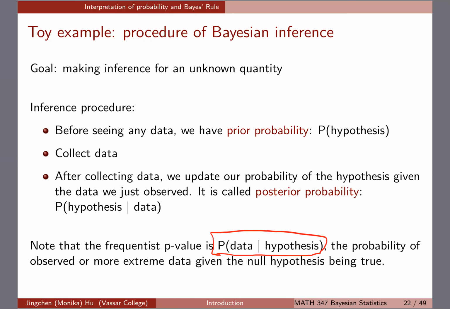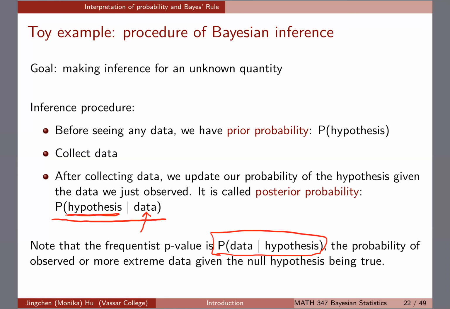So that's again a non-intuitive interpretation, or I should say, it's the correct interpretation of the p-value. A lot of the time it's not intuitive. Whereas for the Bayesian approach, we just focus on the hypothesis, and we keep adding the data. So the data goes into the conditional.